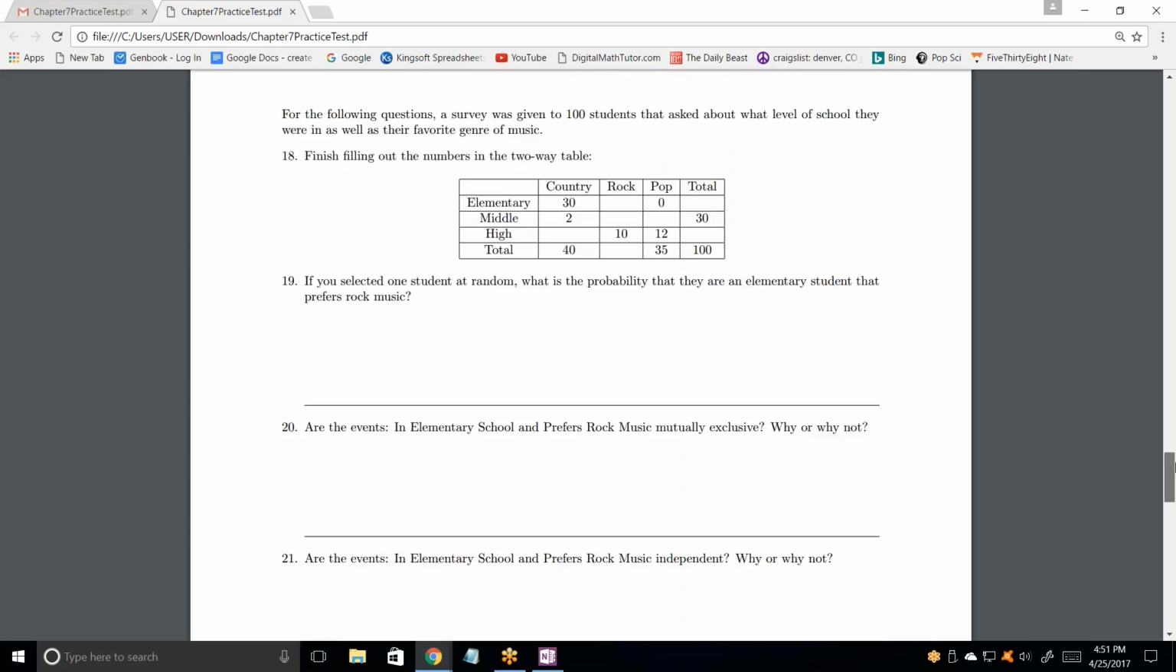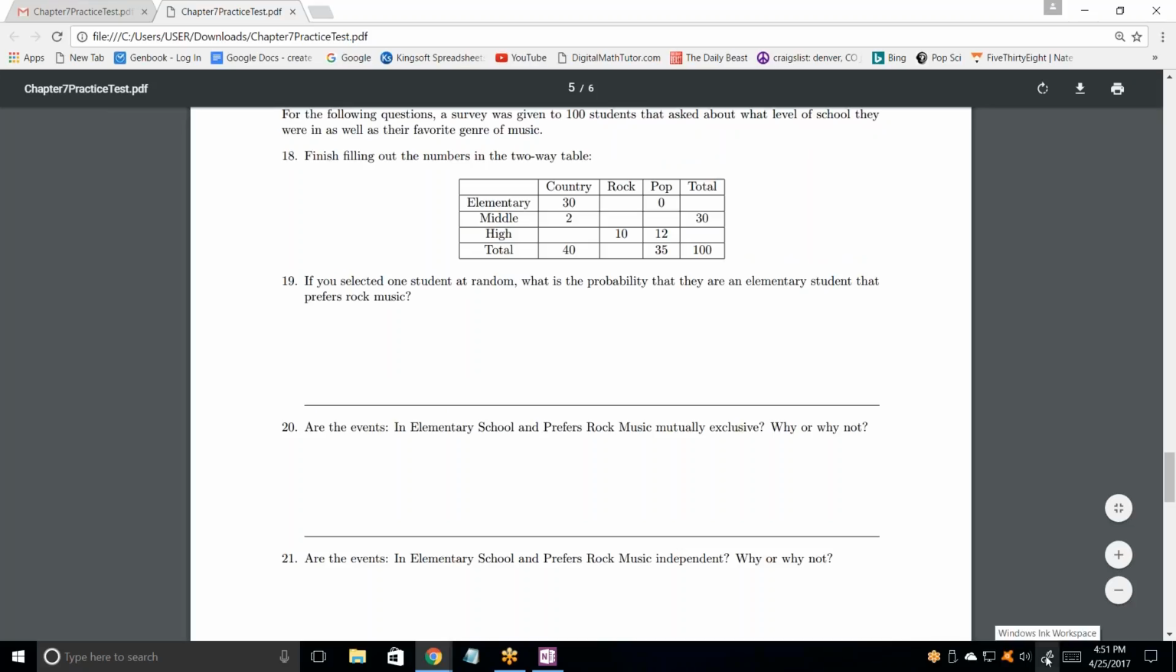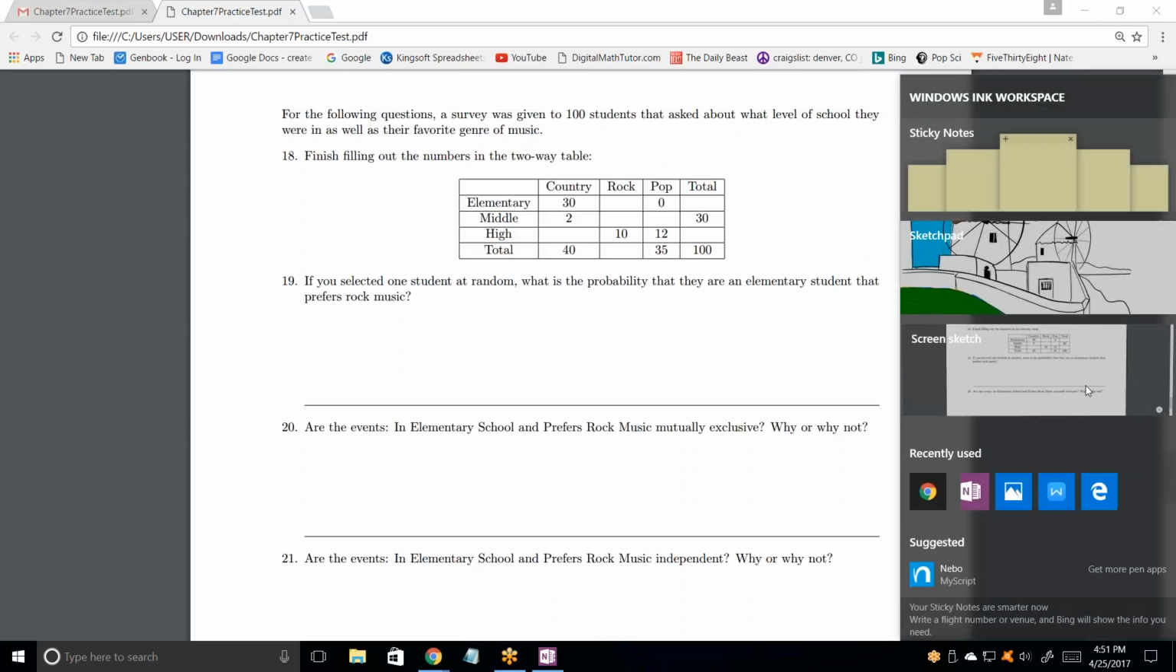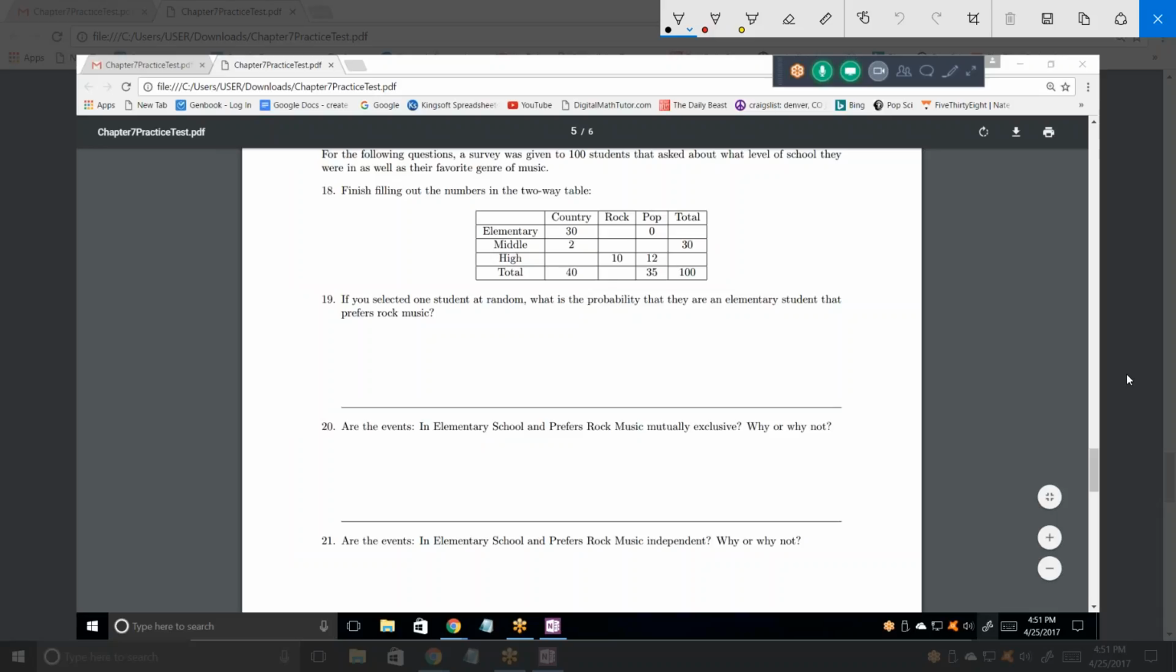Well, let's see. Number 18 I might be able to figure out. I'm trying to think of some of these problems where I can at least give you a little bit of help on.